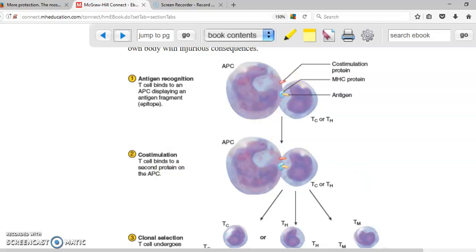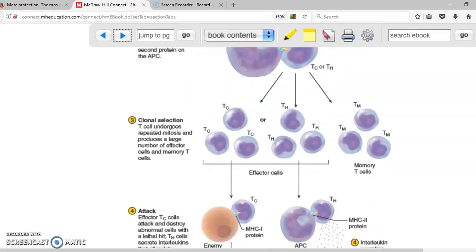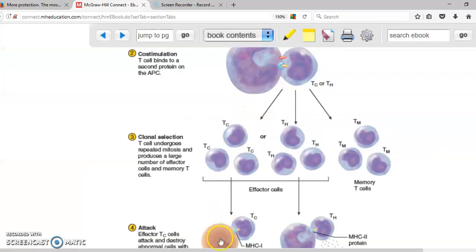So what happens once it gets the co-stimulation? Then the lymphocyte T, a cytotoxic or helper, goes through a process of clonal selection, meaning more lymphocyte T cytotoxic, more helpers, and T cell memory are going to be produced. Right here, you have more lymphocytes T, and they find the antigen in the microorganism, attach to it, and destroy it. So that's why it says attack here.